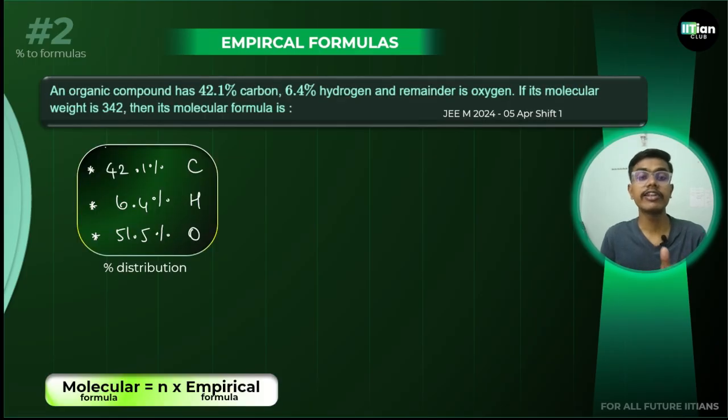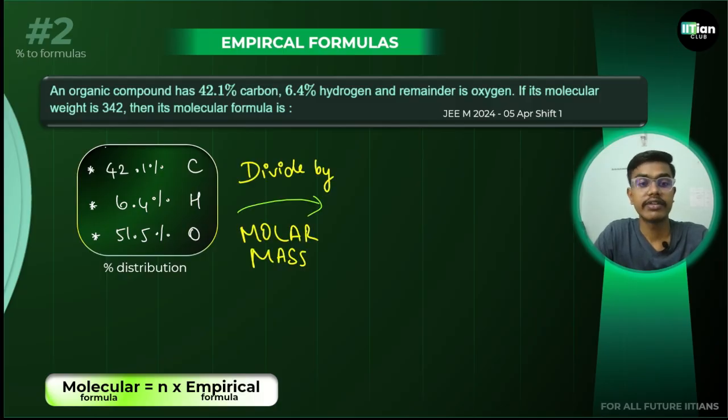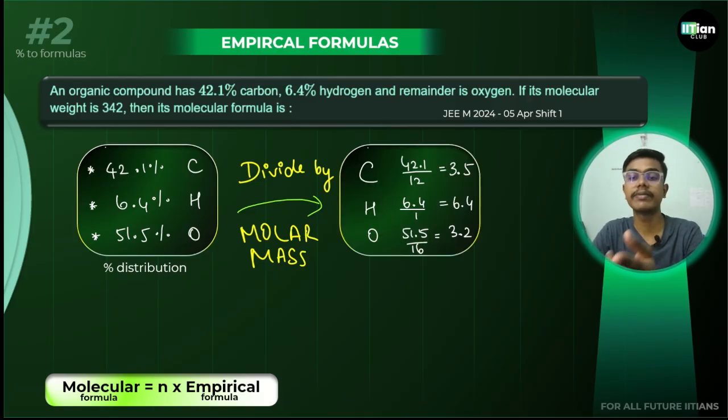Here you have 42.1% of carbon, 6.4% of hydrogen, and 51.5% of oxygen. Now we have to find the molecular formula such that the molecular weight is 342 grams, and the first step is to divide by the molar mass. That is, when you divide 42.1 by carbon's molar mass, carbon's molar mass is 12, hydrogen is 1, oxygen is 16. So when you divide that, we will be getting 3.5, 6.4 and 3.2.